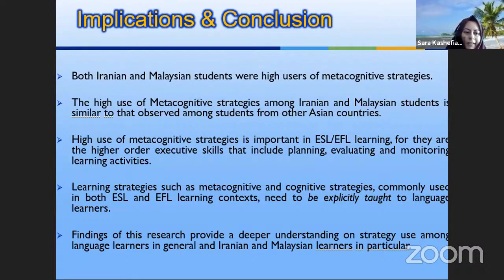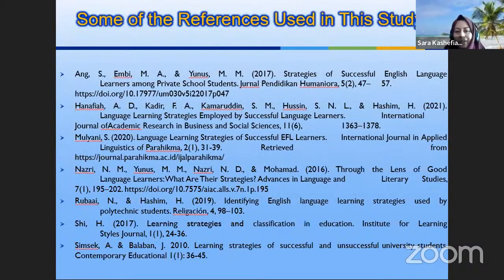So I used a bulk of references. I put a few of them here so that you can see the studies of Ang and Hanafiya, Muliani, Nazri, Rubai, Shi, Simsek. Of course, there were lots more, but I inserted a sample of these references here.